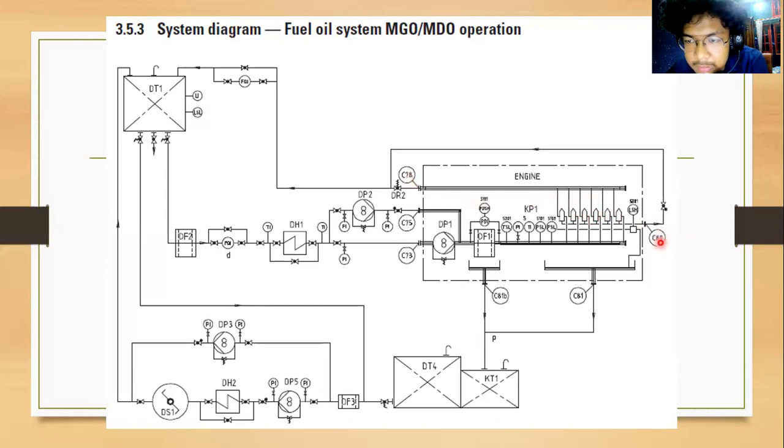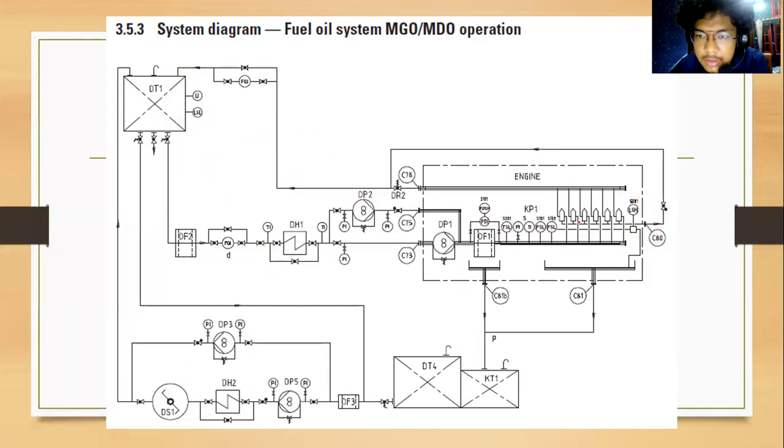And here we have C80 and C78. This is the drip fuel. I think drip fuel is the fuel that is not burned during the combustion process. So the fuel that is not burned will be transferred to the day tank again to be used for the next combustion. So it's like a loop here, as we can see here.